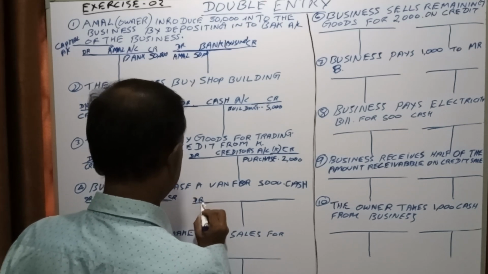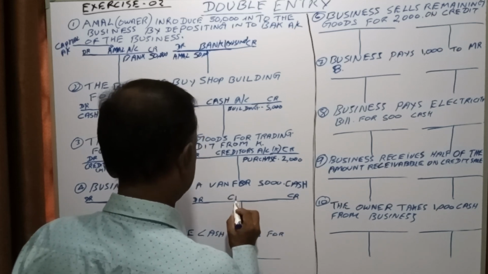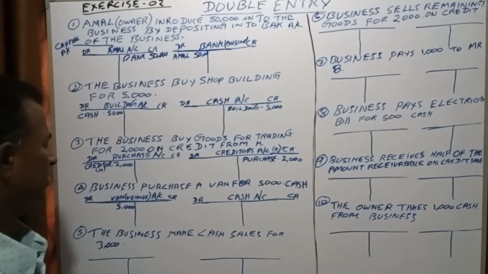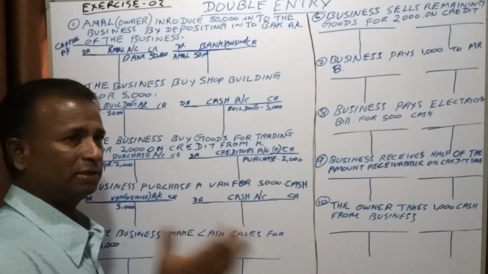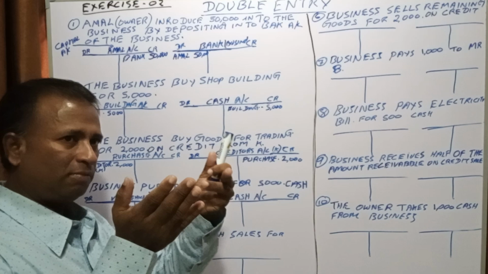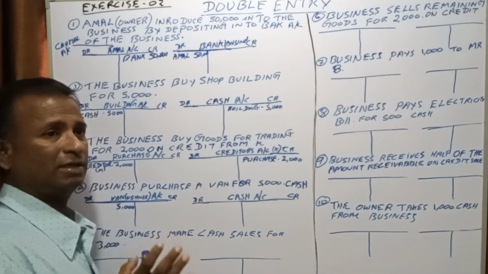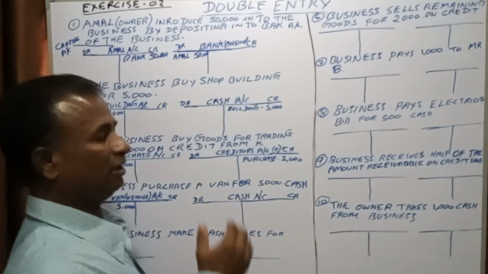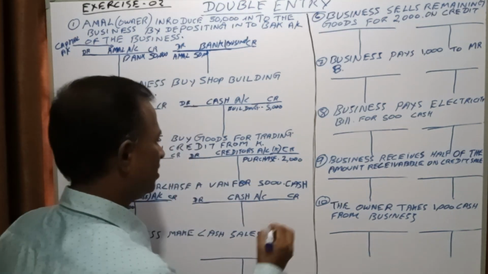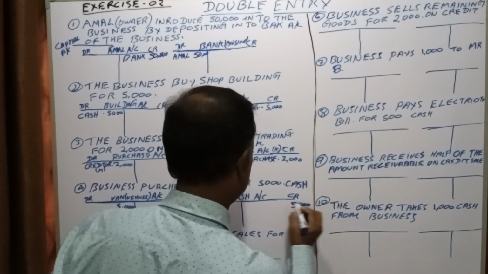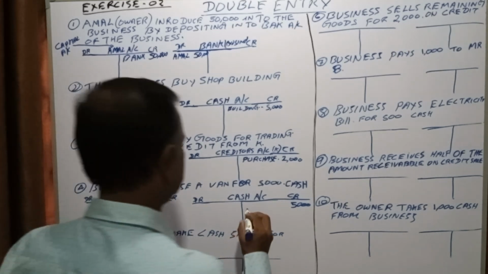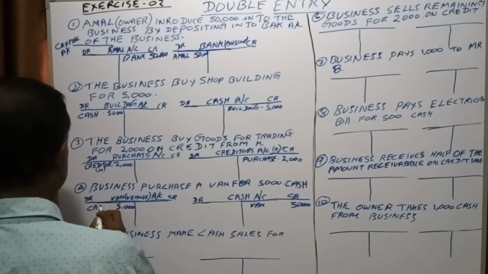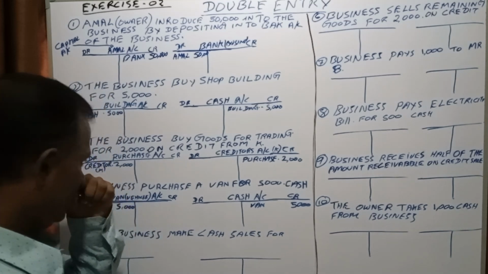Here we will say dr and here we will say cr, cash. Cash account, because here we are purchasing a van for 5,000. When one asset is coming inside, another asset, cash, is going out. There is a decrease in the cash. An asset is decreasing. If the asset is decreasing, then credit entry has to be passed. What are the corresponding entries? Here you will say van. Here you will say cash. These are the double entries.